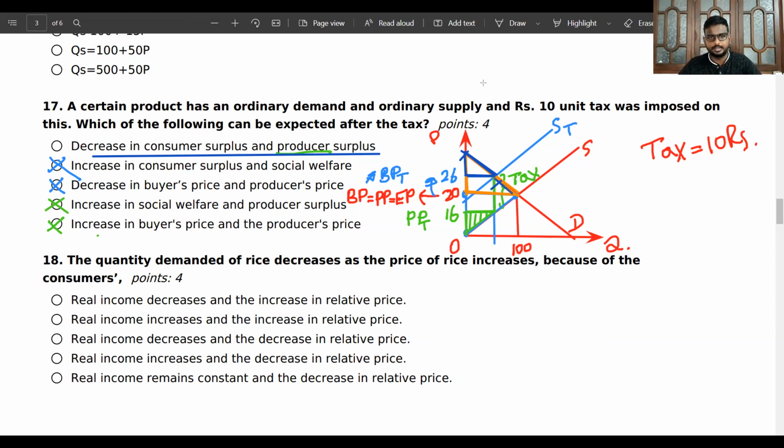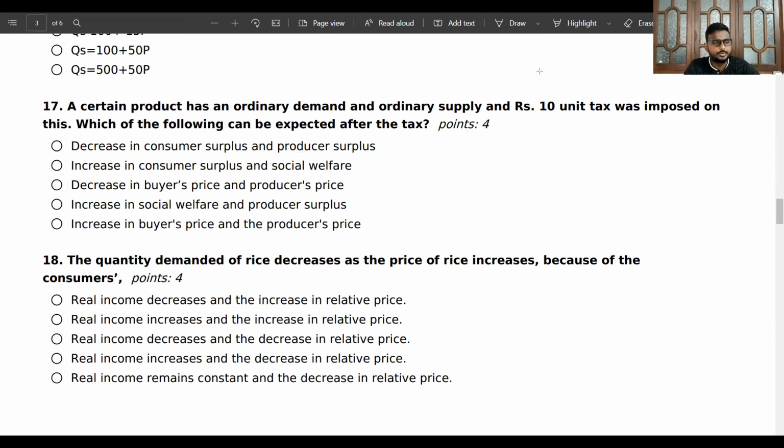Let me take another color. This triangle happens to be the dead weight loss. And that dead weight loss is actually equal to the decrease in social welfare. So there's no increase in social welfare, there's a decrease. So that's why none of the other answers are true, because the second, third, fourth, and fifth answers are completely wrong. Only the first one is correct. Hope you guys understood that. And then I move on to the next question.